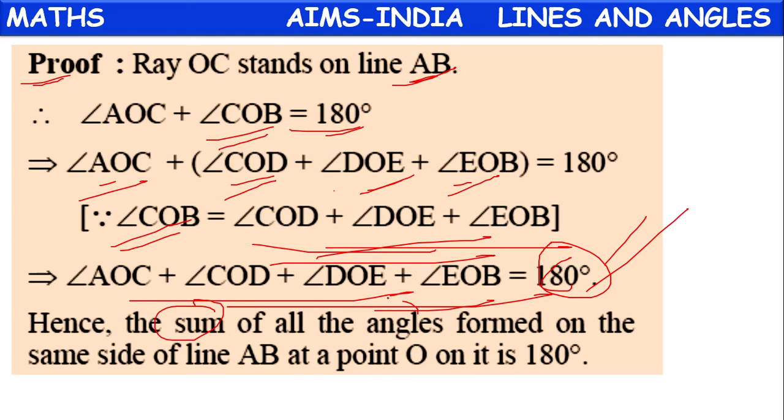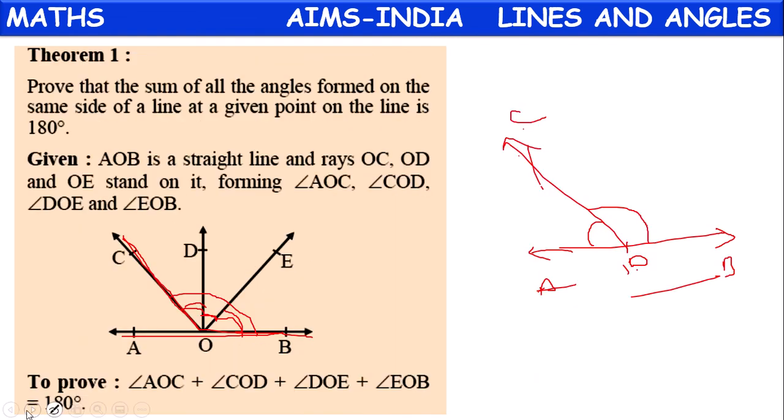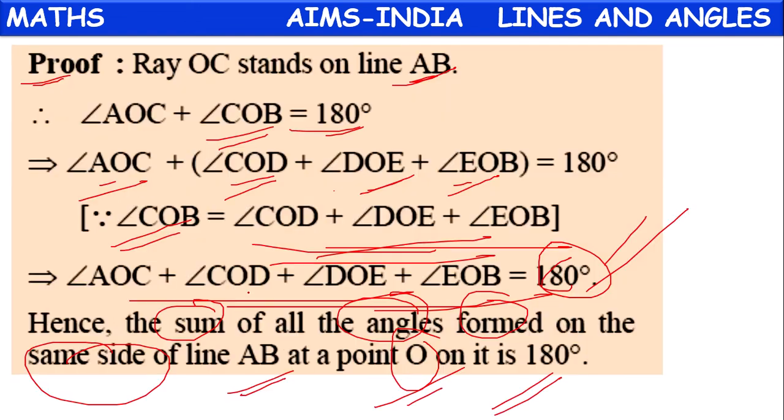So the sum of all the angles formed on the same side of line AB at point O on it is 180 degrees. This 180 degrees is formed on the same side of the line, at O. At O, we have a total of 180 degrees. Next, children.